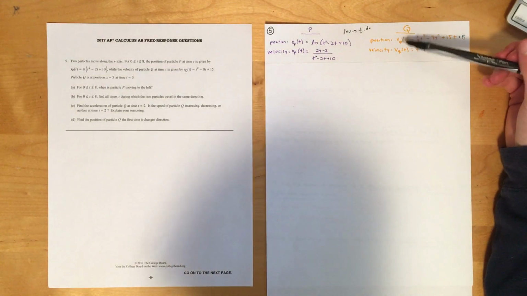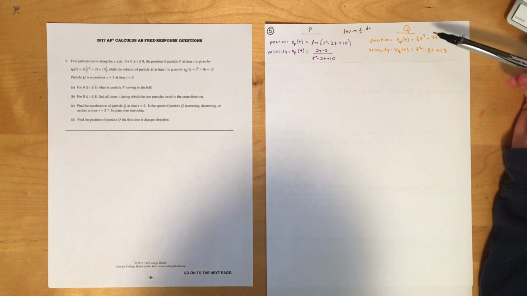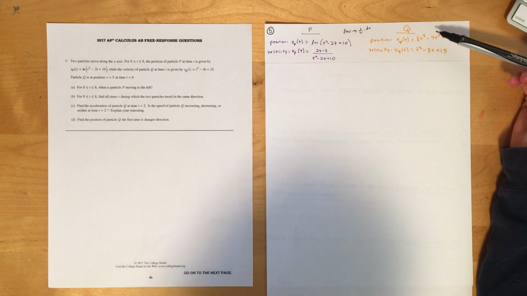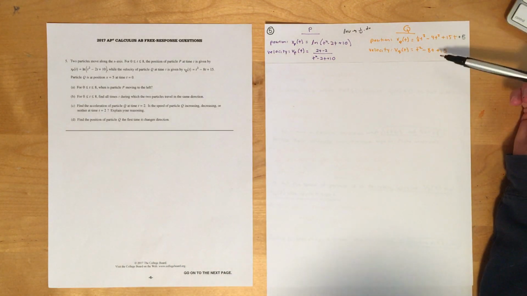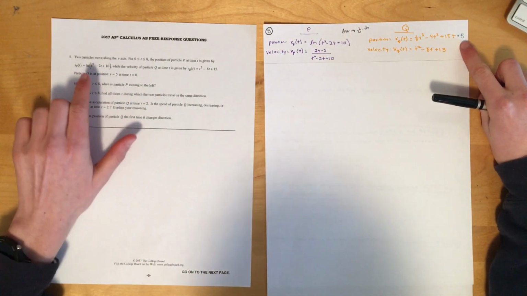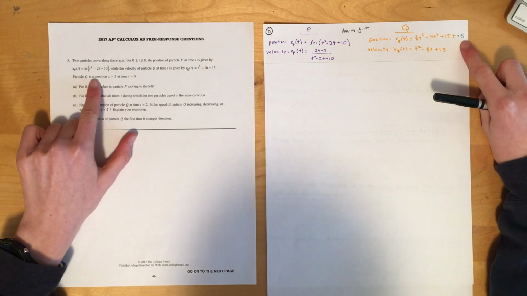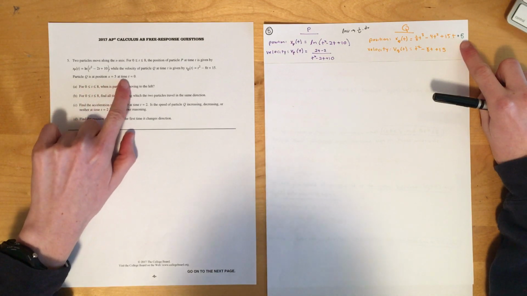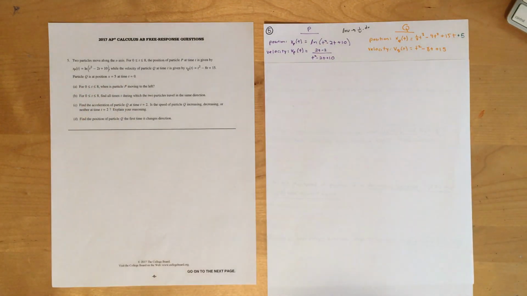For the velocity function which we were given, you simply take the antiderivative. There are many ways to do this; I used the inverse chain rule. And you have to remember to add 5, because it says particle q is at position x equals 5 at time t equals 0. That's why I have it there in green.